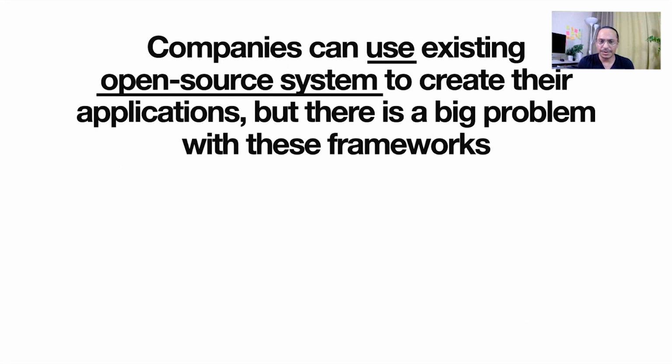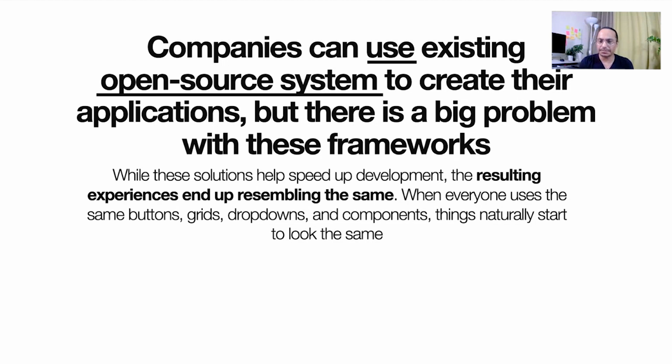Companies can use existing open source systems to create their applications, but there is a big problem with this framework. Yes, anybody and everybody can use this framework. It's free, you can easily go onto any of these websites and download it. But what is the problem? We'll understand that. While these solutions help speed up development, the resulting experiences end up resembling each other. When everyone uses the same buttons, grids, drop downs, and components, things naturally start to look the same.